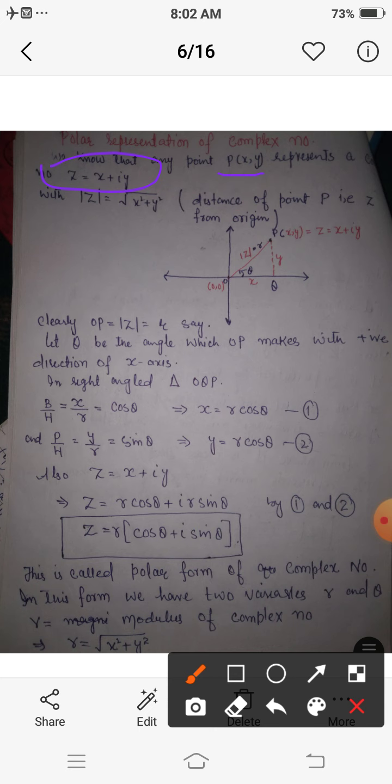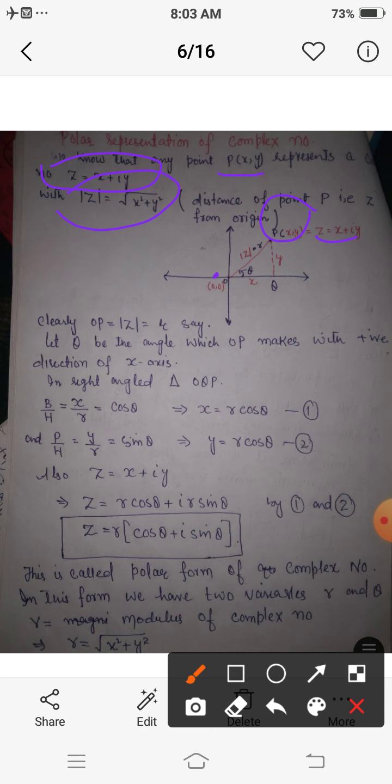Now if we assume that x and y are positive, the point is this point here, and it represents this z = x + iy, that is the complex number. Now the distance of this point from the origin is mod z, and you know that mod z is root x square plus y square. That is the distance of this point from the origin. Now let's suppose that this mod z equals r, that is r is root x square plus y square.